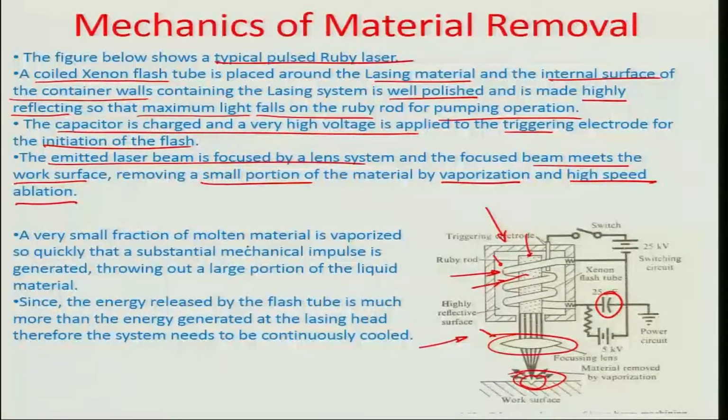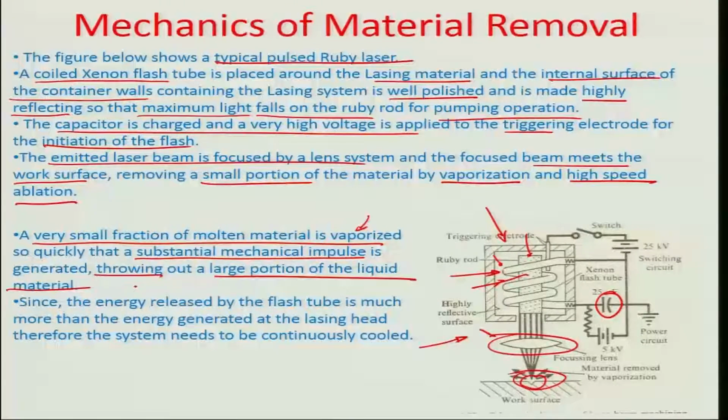So a very small fraction of the molten material is vaporized at such a high energy build up at a small spot, and so there would be a substantial mechanical impulse because of such energy being incorporated in a very small region. So there is a spatter: a large portion of the liquid material around comes out and is thrown out because of such a high beam power.